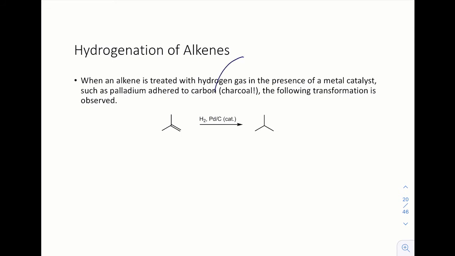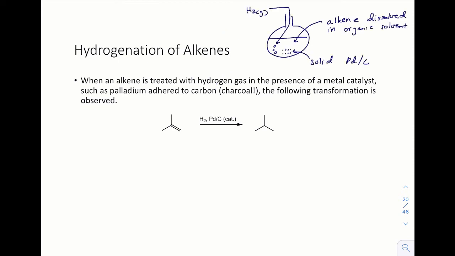So the key is that palladium catalyst, right? We said, well, the sigma bond in hydrogen is pretty strong. How is it broken and then like magically added to the pi bond? Well, the palladium catalyst does that. Now, some clever ways to affect hydrogenation reactions have been developed. But the traditional way is to bubble hydrogen gas into a solution of an alkene dissolved in an organic solvent. In this flask is also a solid palladium on carbon catalyst.